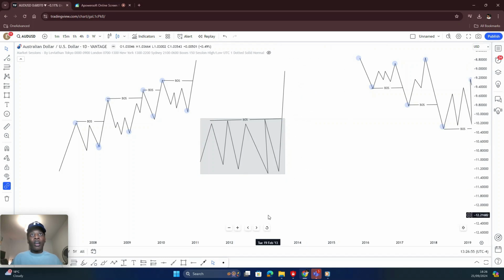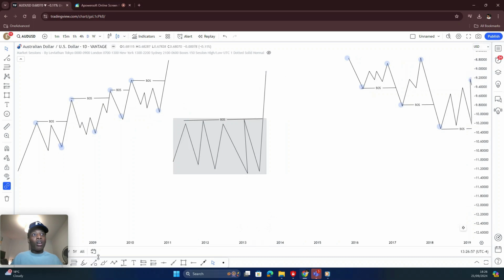But then again, you want to ask yourself, okay, this is our higher high. Where is our higher low? Is it this point? No, it's not. Is it this point? No, it's not. Is it this point? No, it's not. Is it this point? No, it's not. Is it this point? Yes, it is, because this was the point that led price to break out from this consolidation. So that is your valid higher low.